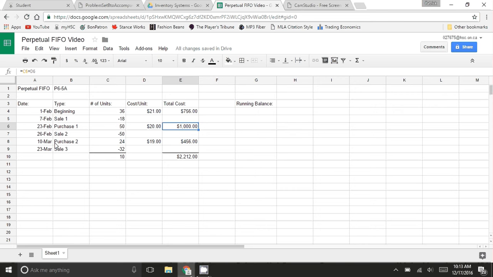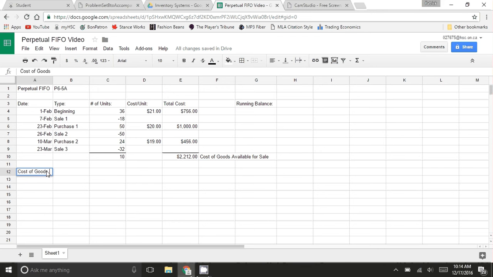And on sale 2 we sold 50 units on the 26th of February. And then on the 10th of March, on purchase 2, we bought 24 units at $19 for $456 total cost. And then on the 23rd of March we sold 32 more units for sale 3, which gives us an ending inventory of 10 and a total cost of goods available for sale of $2,212. So for Perpetual FIFO, what we have to do is calculate the cost of goods sold.